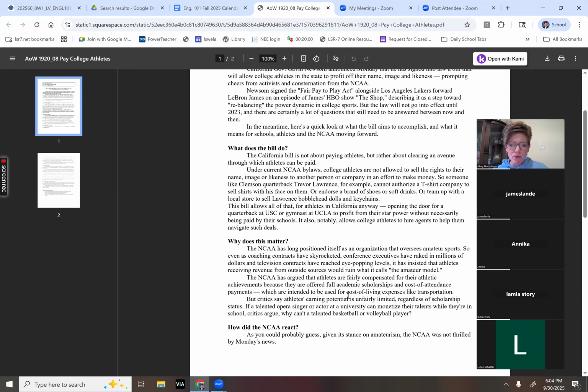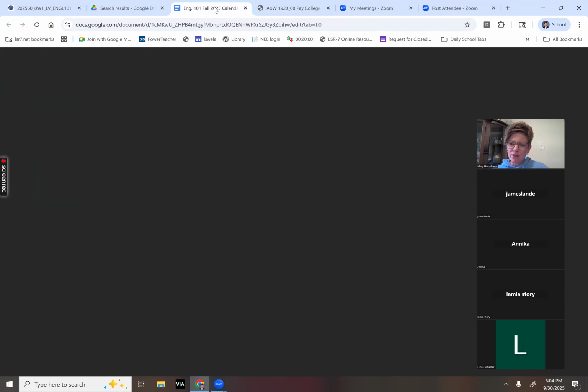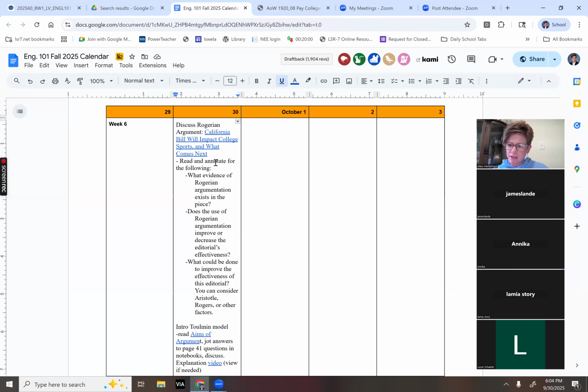What did you write down in your notes? Then I want you to talk a little bit about this particular article, right? Do you feel like this article was effective? Was it not effective? Where did you see Rogerian argument coming into play? And then how would you go about making this argument stronger if you had to do that?